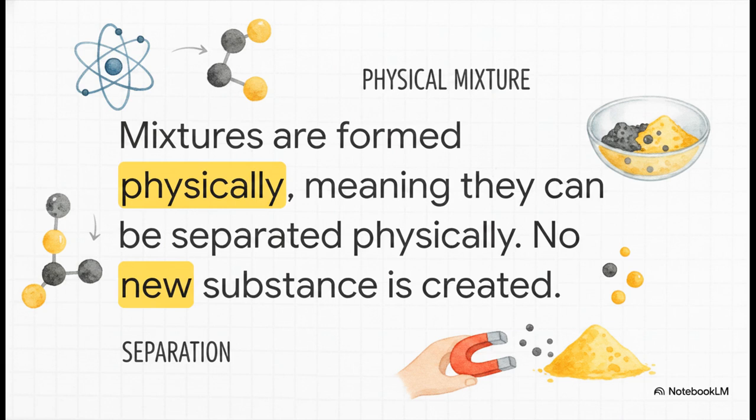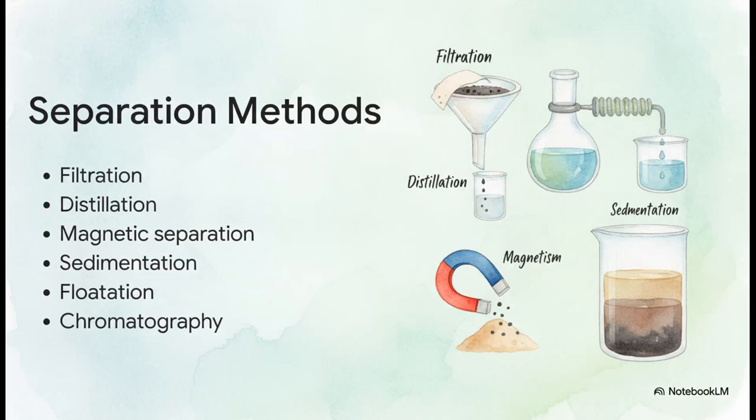Because they're mixed together physically, they can be separated physically. No new chemical is created. The original substances keep doing their own thing. If you mix iron powder and yellow sulfur powder together, you haven't made a new substance. You just have iron and sulfur casually hanging out next to each other. And because they aren't chemically locked together, we've got 6 primary physical methods to pull mixtures apart.